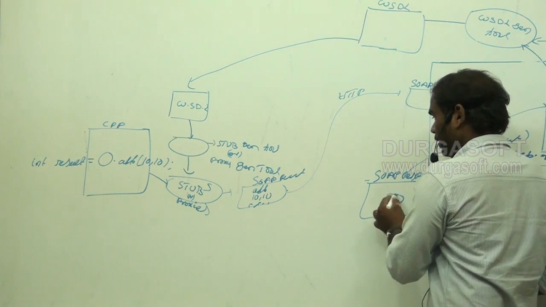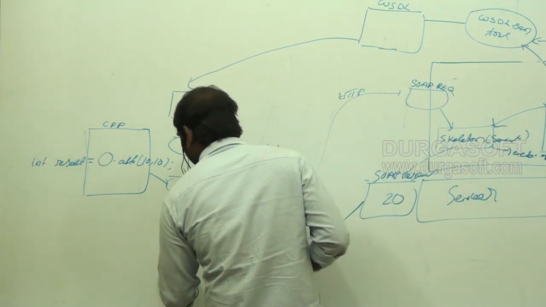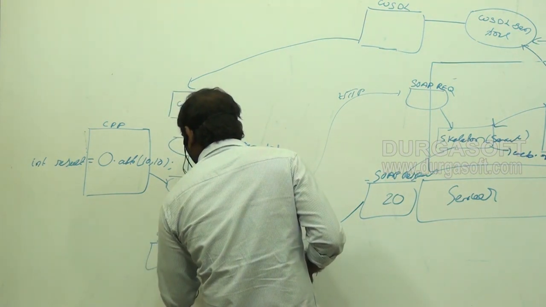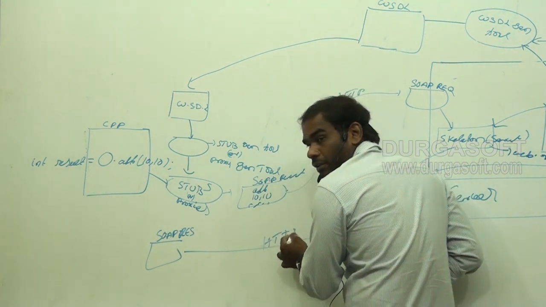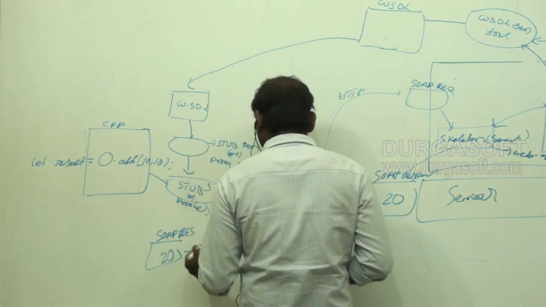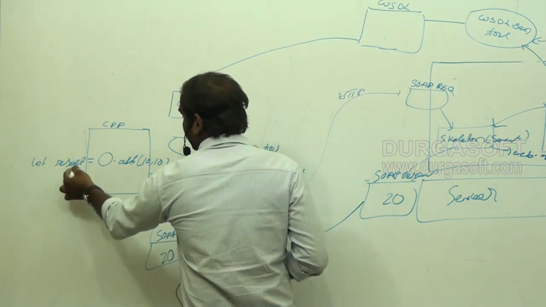Now again who will move this SOAP response from server location to client location here? Who will do that job here? Again, HTTP protocol will do that job here. Clear? Now, here we have 20 value here, and now the stub will read this XML document. That return value will be assigned to this.